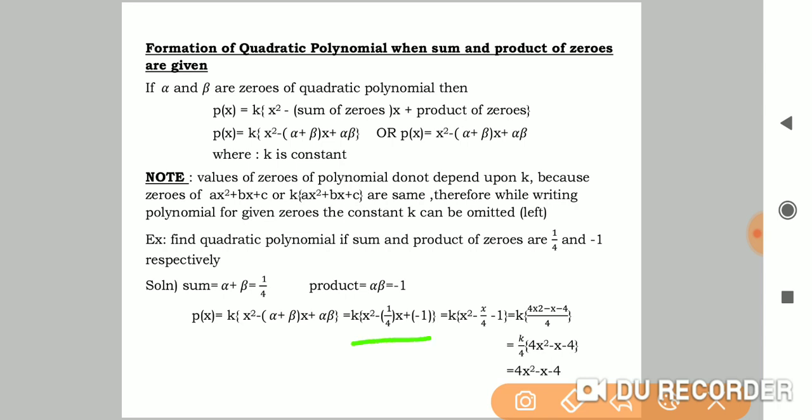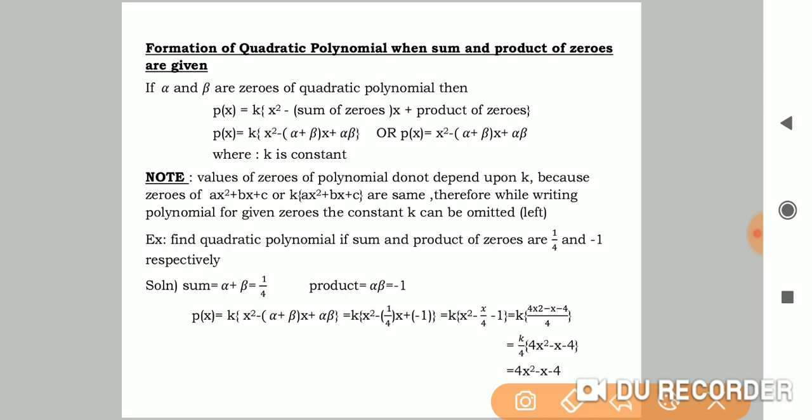So k into bracket of x square is written as it is, minus alpha plus beta. In place of alpha plus beta, 1 by 4 is written here, minus into bracket of 1 by 4 into x. In place of alpha into beta, we replace it by minus 1. K into bracket of x square minus 1 into x, you get x divided by 4, minus 1.